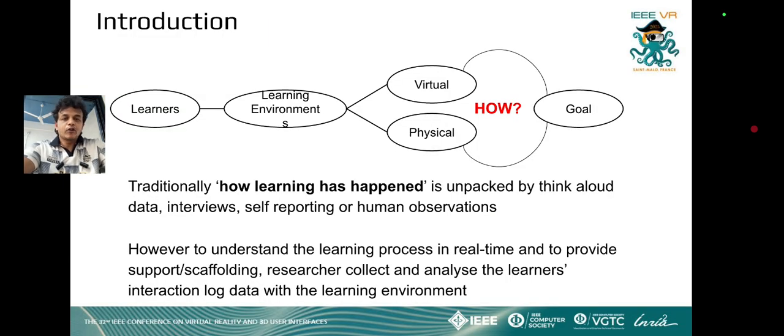In any learning environment, learners engage in the environment to achieve their learning goal. Whether they have achieved their goal or not is visible, but the pathways followed by them to achieve that goal is not visible. Traditionally, how learning has happened is unpacked by think aloud data, interviews, self-reporting, or human observations. However, to understand the learning processes in real time and to provide supports and scaffolding, researchers collect and analyze the learner's interaction log data with the learning environment.